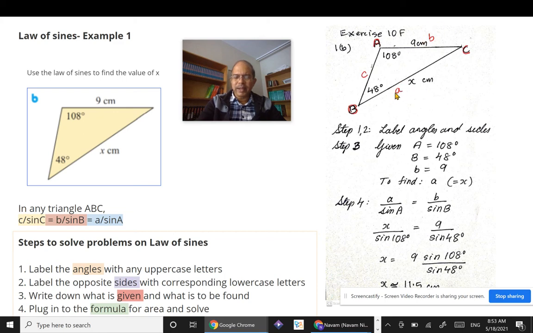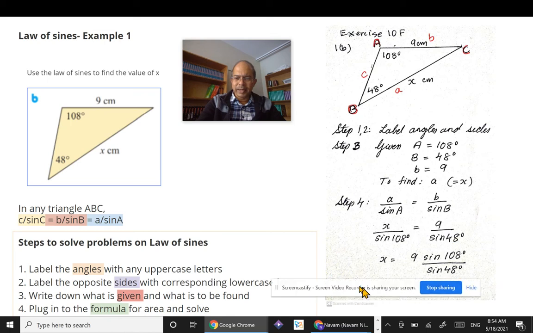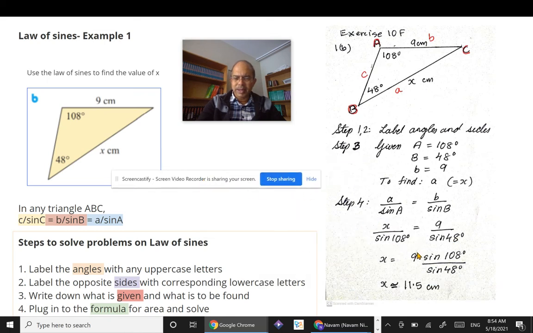So if you want to find a, you will need to use an expression that includes the angle A. So the expression that we can use is a by sine A is equal to b by sine B. Why did we choose b by sine B? Because we know both lowercase b's value and the value of uppercase B. Plugging into the formula, you get x by sine 108 is 9 by sine 48.